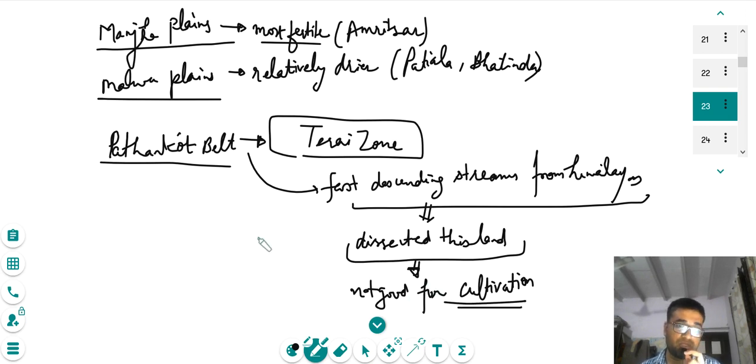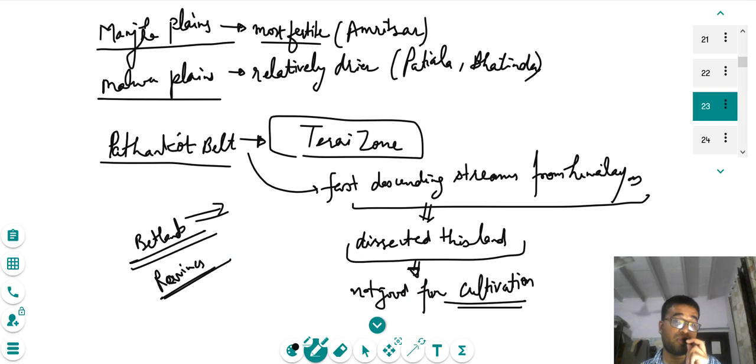Okay. So these are the part of badlands. They are called badlands also, and we also did this in ravines, right? Also called as ravines, right? So we have done the Punjab plains in great detail.